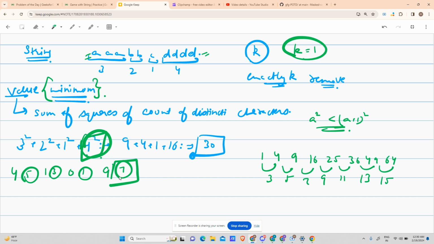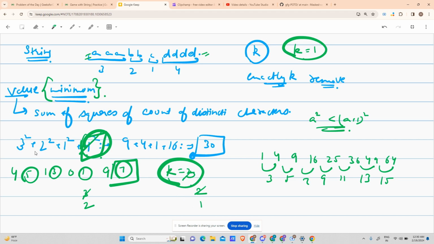Okay, but in this case the k was 1. Suppose k is 3. In the first step you will remove from 4, and it will become 3. Now it is 3, 2, 1, 3. After that, what will you remove now? You can see the maximum now is 3. Removed it once again. Now you have to remove only one more character, because you have already removed 2.